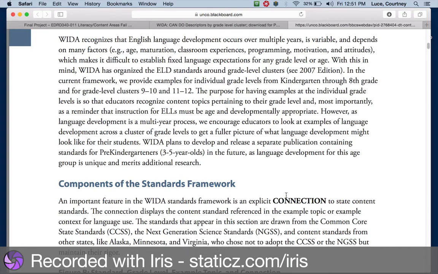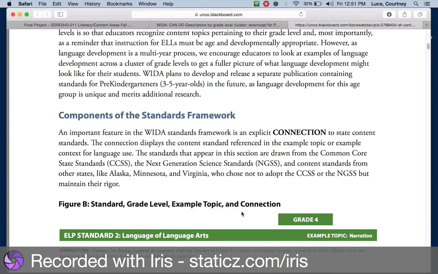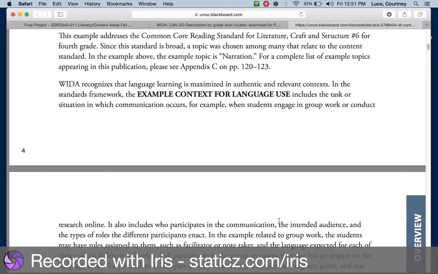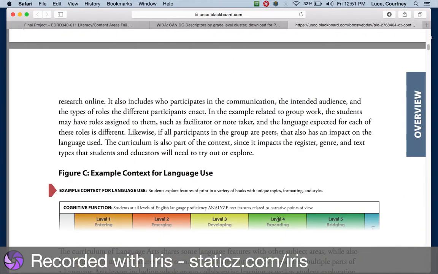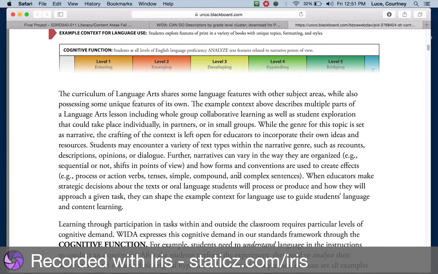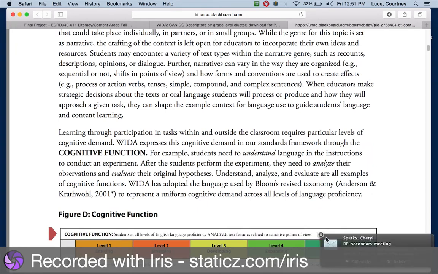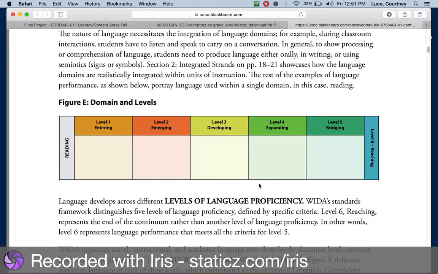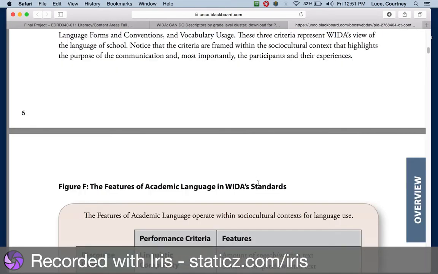It explains that the connection is the state standard. For the example context for language usage, it gives you the definition for that and a sample of how to create that right here. And see, this one's significantly shorter than the one we had for language arts. It gives you the cognitive functions, where those should fit, and how we come up with those, and the different domains and levels and all of those pieces that I just went over.